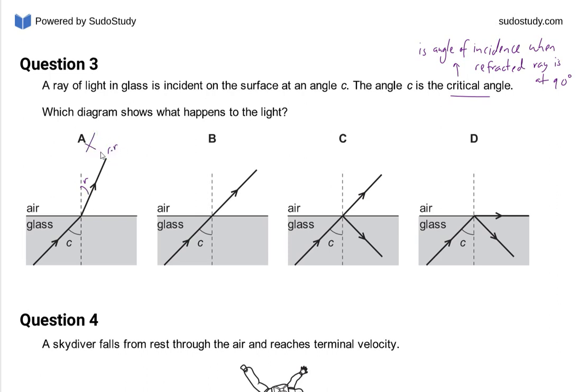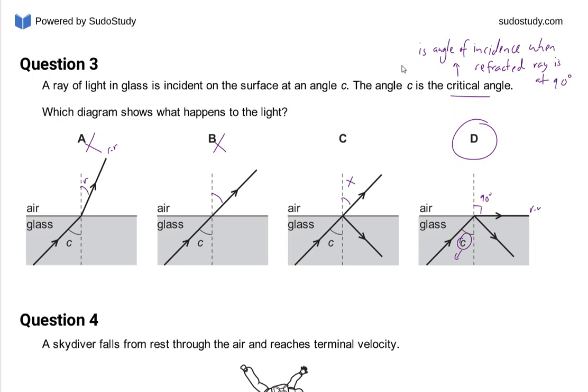So it is not this one because this is not 90 degrees. Now, is it this one? No, it's not 90 degrees. Is it this one? No, it's not 90 degrees. So therefore, it is this one. So look at this. The refracted ray is at 90 degrees, and this here is our critical angle. So therefore, the answer is D.